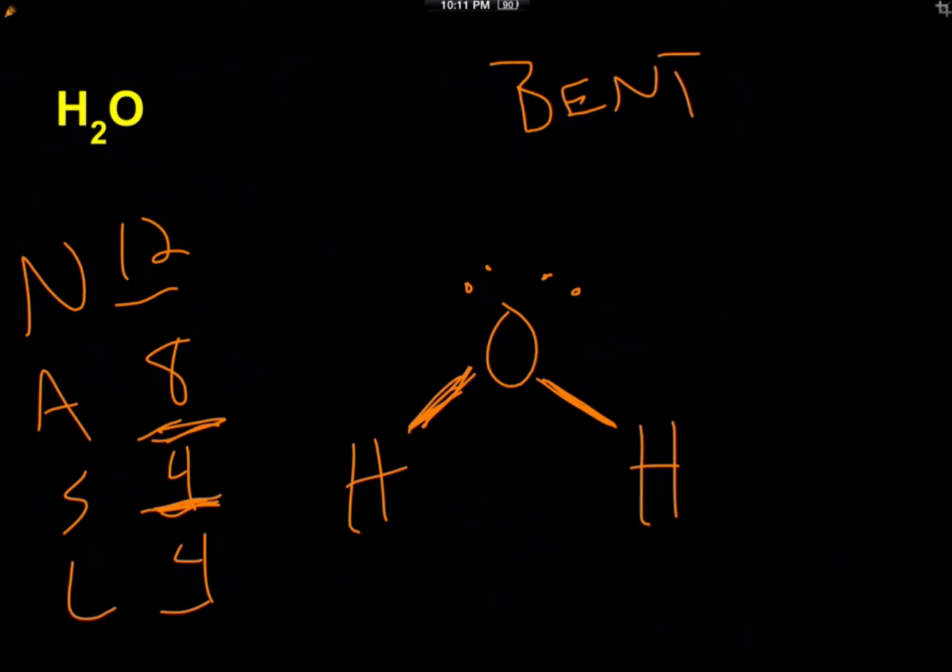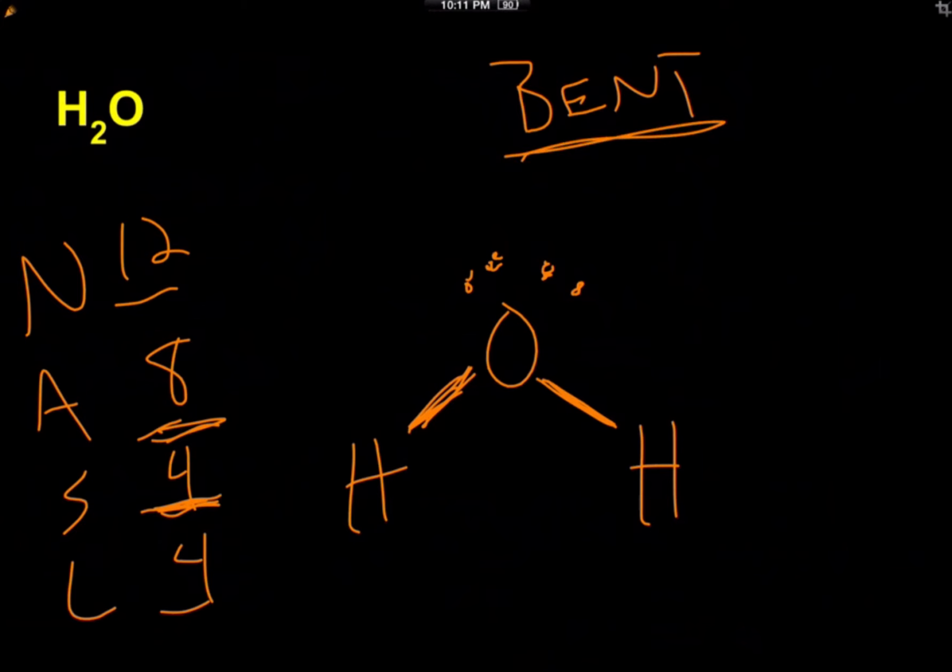So anytime you have what looks like it would probably be a linear shape, because you've got 1 atom in the middle and 2 on the outside, if there are lone pairs on that central atom, those lone pairs bend the molecule from the straight line into a bent shape.